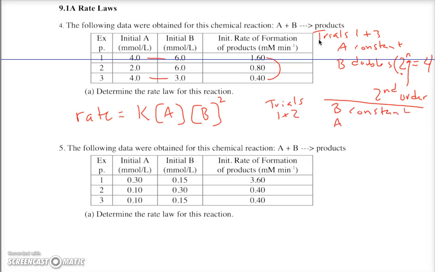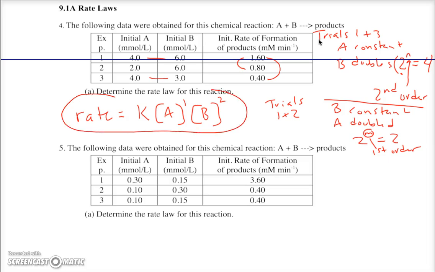And what's happening to A in trials 1 and 2? A is doubled, we see. So if you're going to double A, what power do you have to raise that to? What does that do to the rate? Well, in this case, from trials 1 to 2, it's only a doubling of the rate. So 2 to what power gives you an overall rate increase of 2? Well, in this case, this has to be first order. So we see an exponent of 1 right there. So that right there is your rate law for problem number 1.